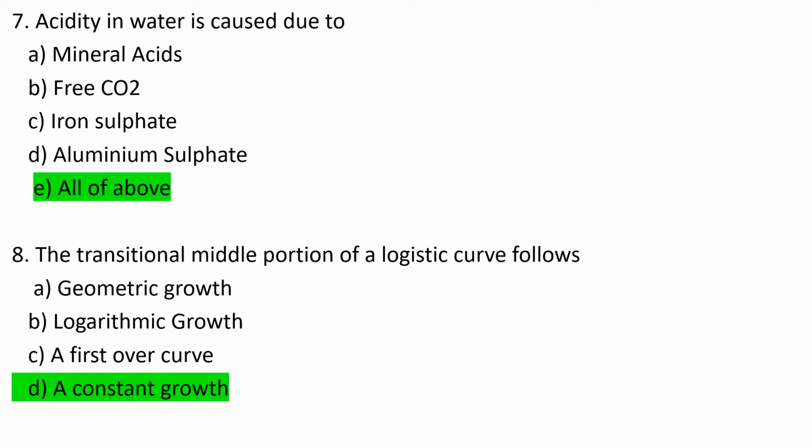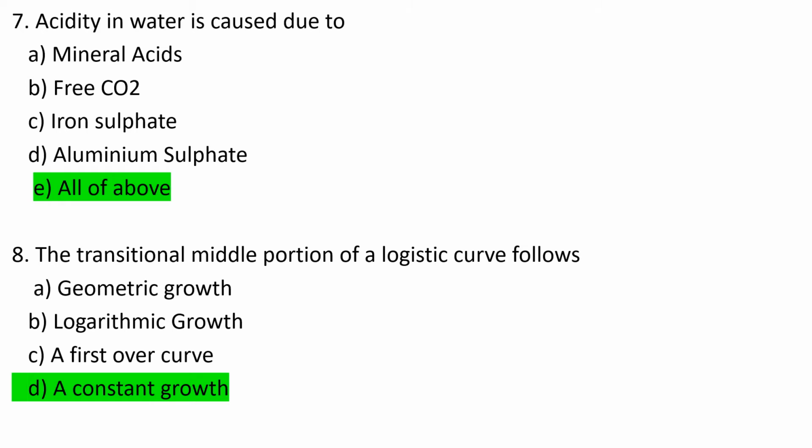Question number 8. The transitional middle portion of a logistic curve follows. We have 4 options: A, geometric growth, B, logarithmic growth, C, a first over curve, and D, a constant growth. So for a logistic curve, we can divide it into 3 portions: the bottom curve, the middle part, and the upper curve.